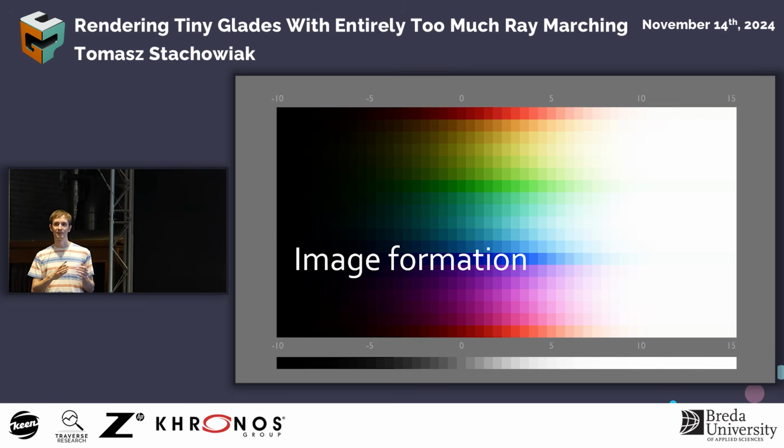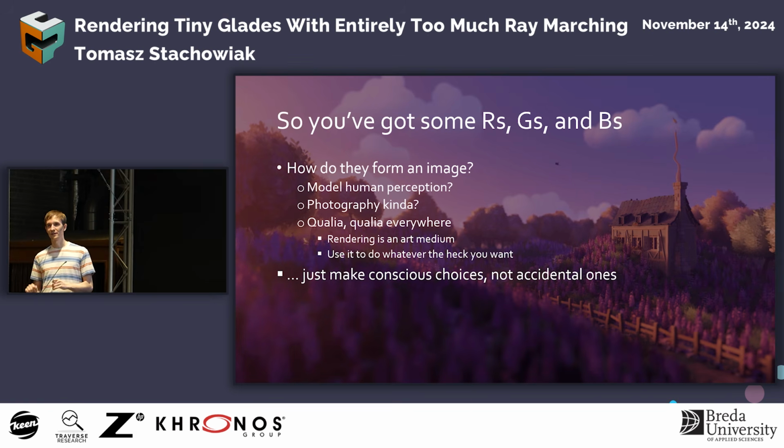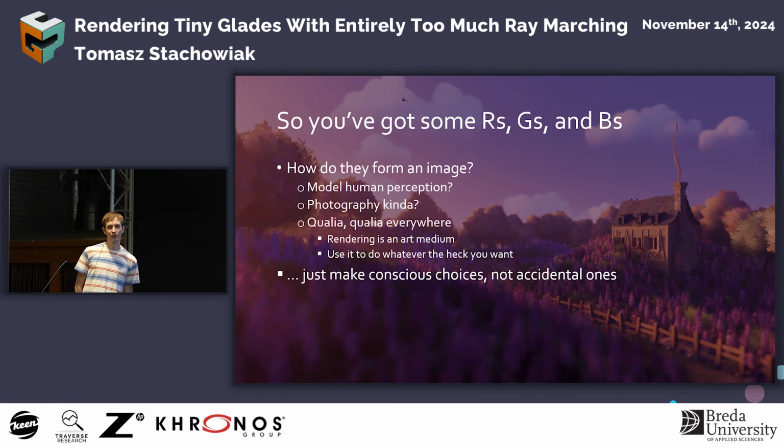Since we're moving down the graphics pipeline, or to the end of the graphics pipeline, let's talk about image formation. So you have generated a bunch of RGBs using all the fancy lighting, fancy post-processing, and so on. But how do they actually form an image? There's a bit of a discussion or debate about that. Do you model human perception and try to synthesize something that a human would see when looking at the picture? Do you try to go after photography and film?